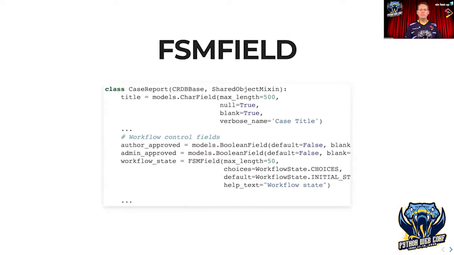So if we look at an example of an FSM field, we can see here we have workflow state. The last field on this specific slide for the case report specifies an FSM field with a set of choices, an initial default, and then some help text like you would normally expect in a Django model field. And if we look at the workflow state object, you can see this has got a workflow state class that it's getting the constant for choices and initial state off of.